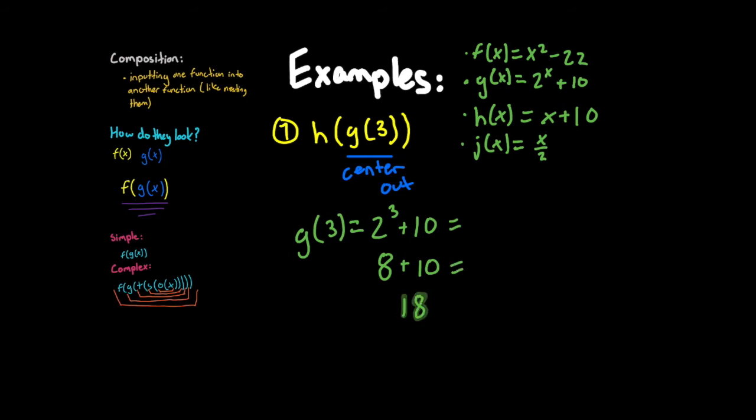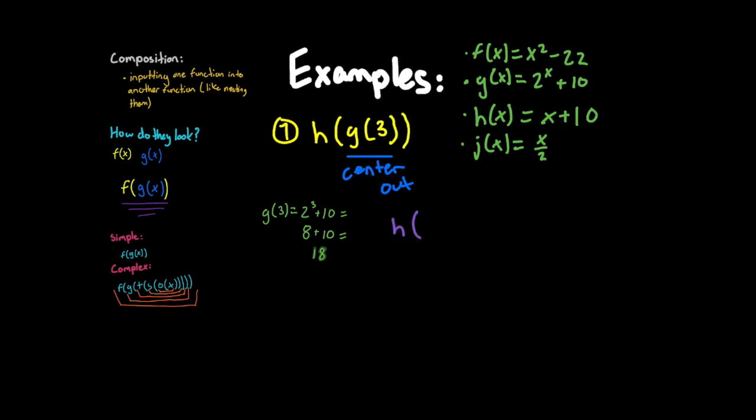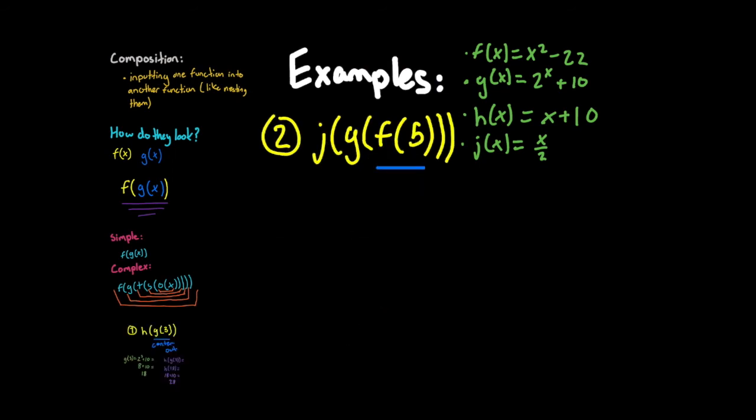And then if we plug that value of g of 3 into the function h of x, h of g of 3 is the same as saying h of 18, which is 18 plus 10, which is equal to 28. So in other words, h of g of 3 is equal to 28. Let's look at another example.